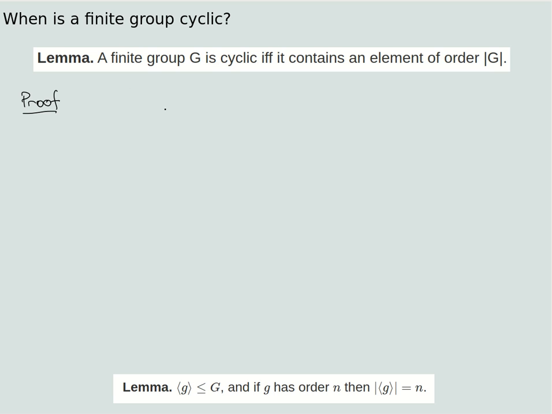Let's suppose first of all that G is a cyclic group, a finite cyclic group, and we're then going to prove that it must contain an element whose order is the size of our group G. So which direction are we doing? We're doing implies. Let's suppose that G is cyclic, and if it's cyclic it contains a generator. So let's have some notation for that generator. Let's say that lowercase g is a generator.